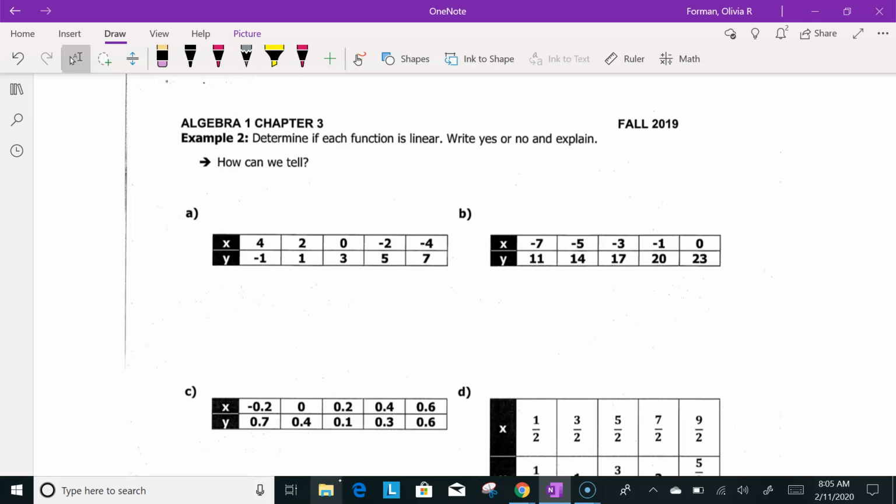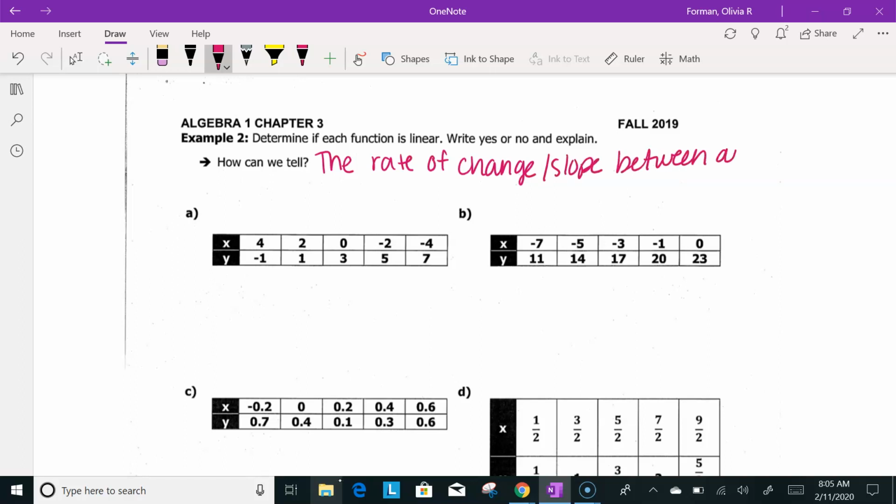We have about maybe 10 minutes left. So it says example 2, determine if each function is linear. Write yes or no and explain. So how can we tell? If you have a table like this, or if you have some ordered pairs, how can you tell if it's linear? And what this answer is that the rate of change or slope between any 2 points is the same.